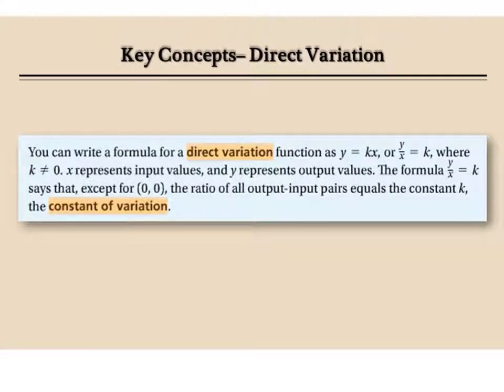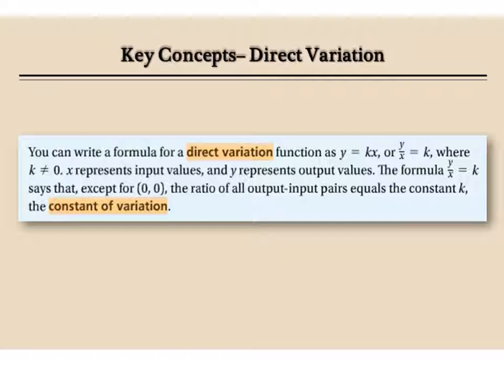Now, the formula for direct variation is y equals kx, or y over x is k, where k does not equal 0. And k is what we call a constant, or a constant of variation. It just means it changes by that amount every single time. So x represents the inputs, y represents the outputs, and the formula y over x equals k says that except for 0, 0, the ratio of all the output-input pairs equals k, the constant of variation.